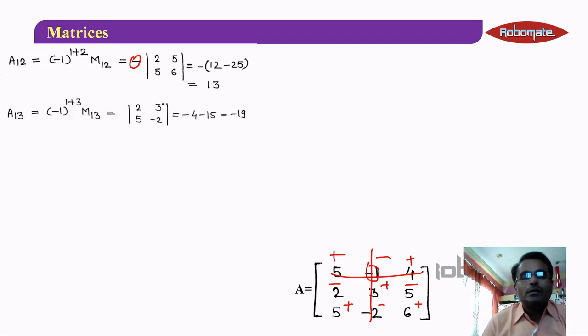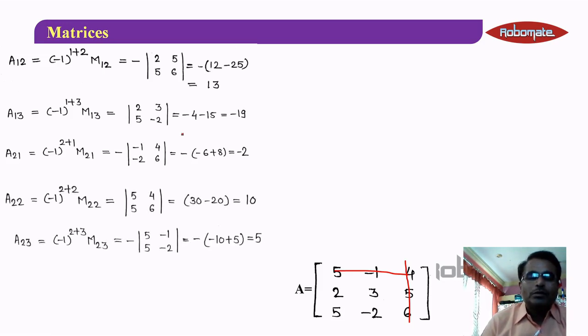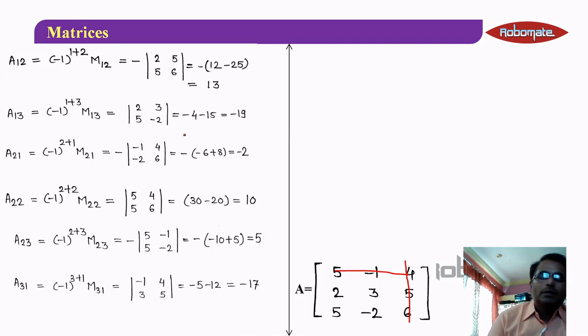It is the determinant of 2, 5, 5, 6, with a negative sign. Is it clear? Similarly, A13 is with a positive sign, and the determinant of what? Eliminate the first row and third column. So 2, 3, 5, minus 2. Is it clear? Minus 4 minus 15 is minus 19. This way you will observe the cofactors of successive elements. Is it clear? A31. Similarly, you can consider cofactors of other elements.